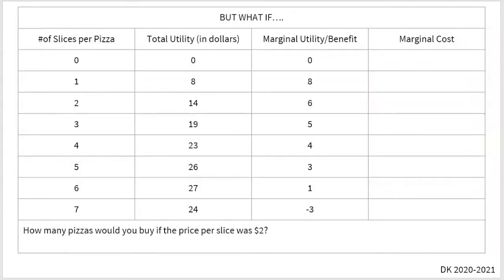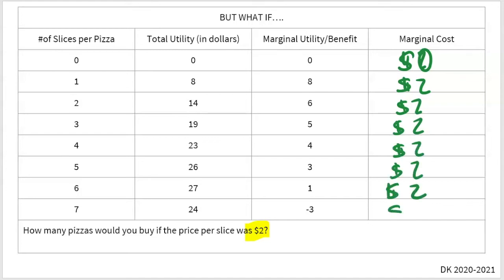But let's look at a slightly different example here. If you notice, our marginal utility and benefit has changed slightly, but each slice of pizza is still worth $2. So each slice is worth $2. And here, I want you guys to pause the video for a second and then look at how many slices of pizza you should consume based on this chart.